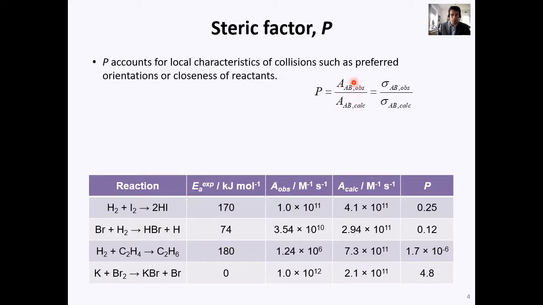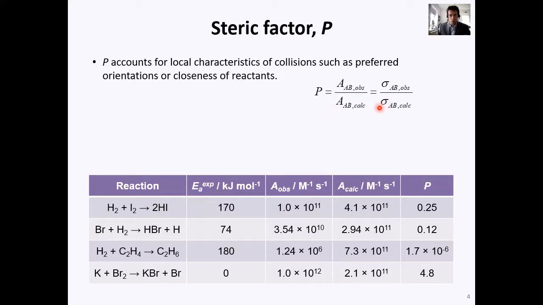Equally, you could say it's the observed rate divided by the calculated value of the rate, or the observed rate constant divided by the calculated value of the rate constant. Or actually, you can also say that it's the observed collision cross-section divided by the calculated collision cross-section. And the reason for this is because every other parameter in the equation for collision theory is well known. Okay, so we know the masses of our reactants, we know all the constants, we know the activation energy, because that's the experimental activation energy. So everything else is well known.